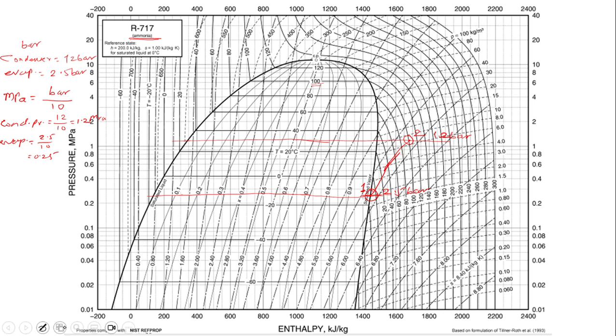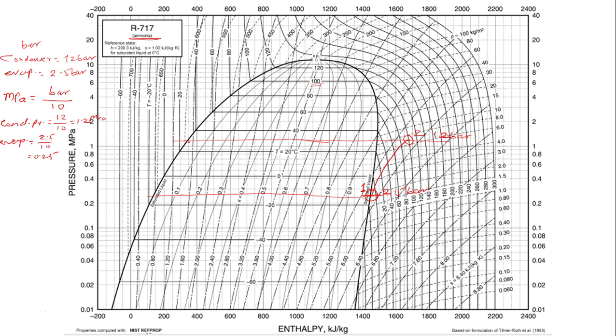Just a minute, I will just erase those things, make it proper. Okay, so 1 to 2 is nothing but the compression. Then 2 to 3, ideally the point 3 will be on the saturation liquid line.